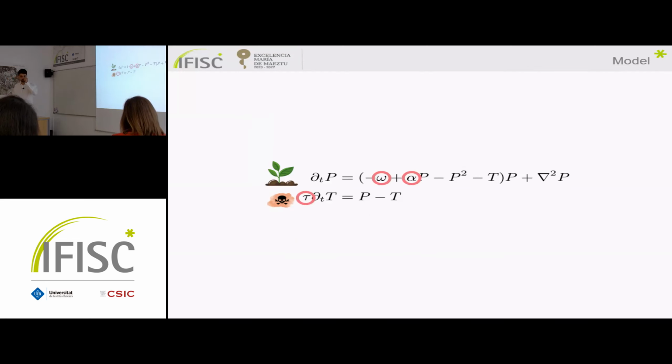This model, in the adimensional form, has only three parameters that will be varied. The mortality term, which is the ratio between the positive and negative feedback, and the tau here, which gives the ratio between the time scales of the toxin dynamics and the plant dynamics. So in this part of the thesis, we fix these two parameters, tau and alpha, for the Posidonia oceanica, and we take omega as our control parameter.